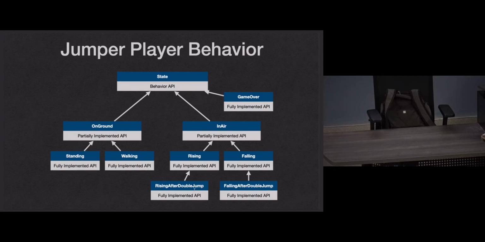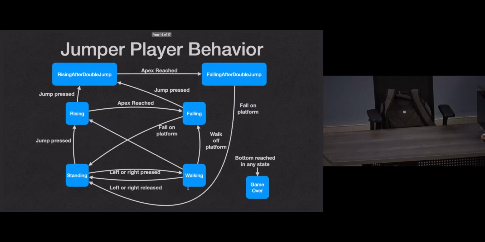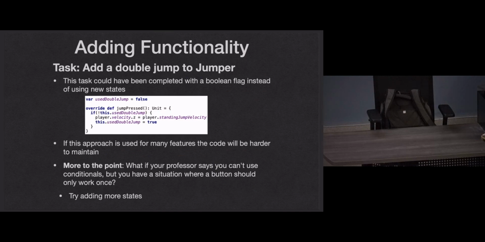Would there be easily a way to add more midair jumps without adding another pair of states? Yeah, that's where I would do this. I would have this be a counter and then check if I have more jumps left, then jump and decrement. It's a case where I would mix conditionals and the state pattern.